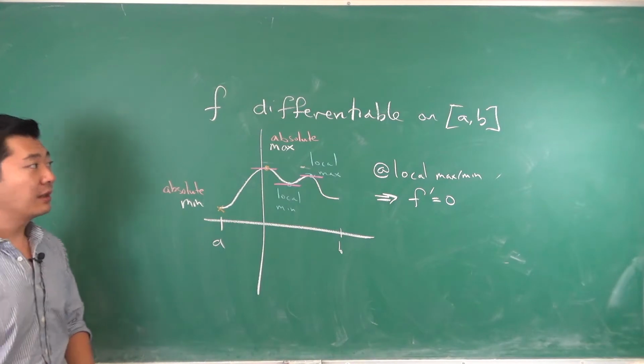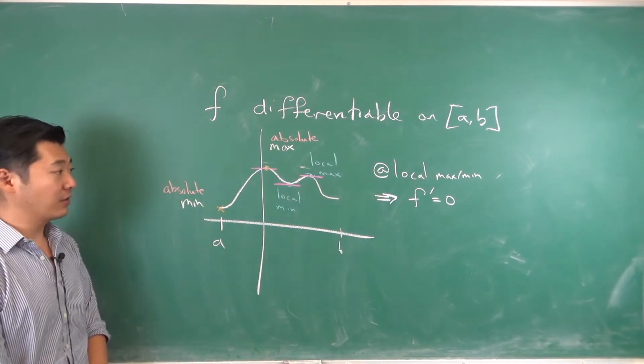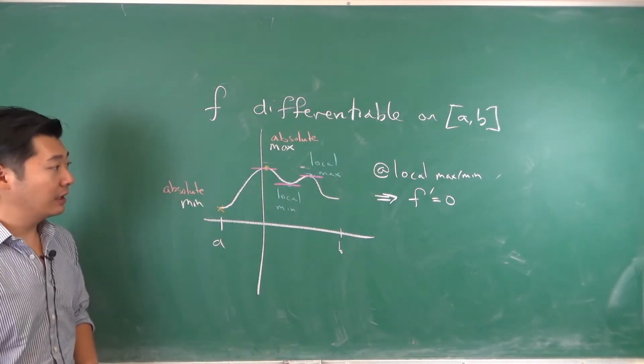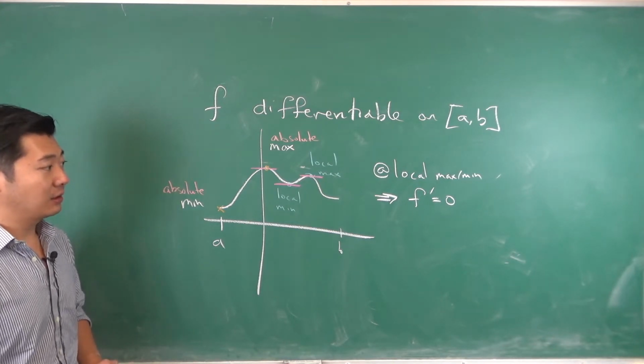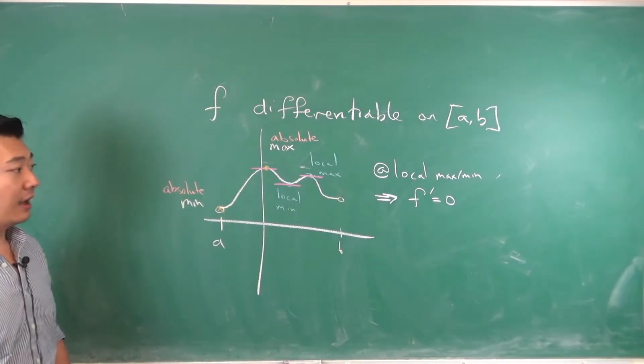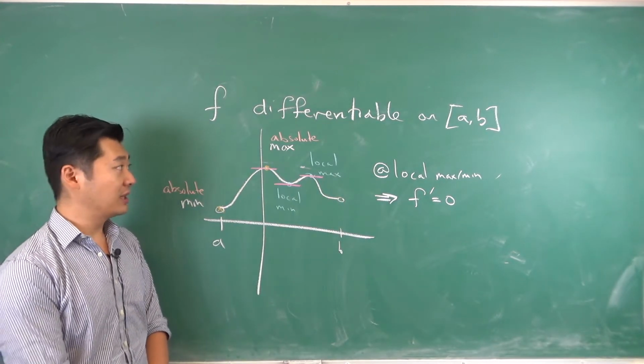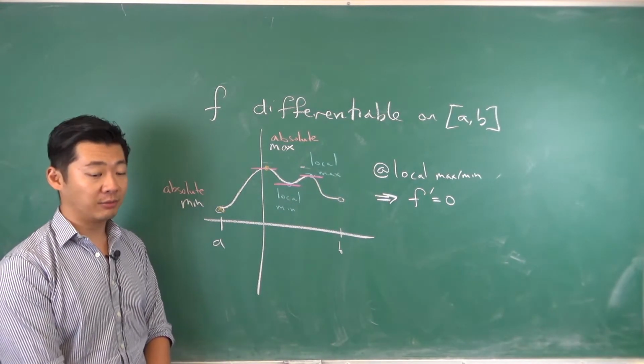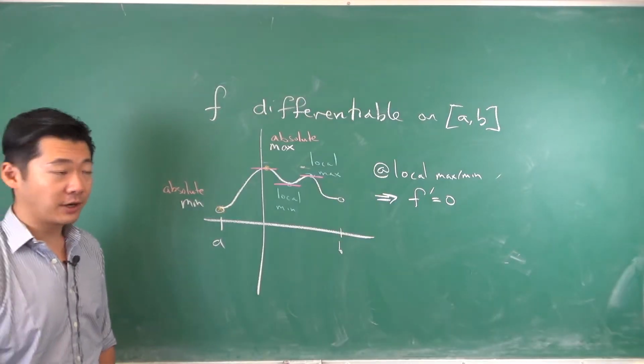So to find the absolute maximum and minimum of a function, what we can do is try to find the local maximums and minimums and also test the endpoints, and the largest of them will be the absolute maximum and the smallest will be the absolute minimum. So let's try an example.